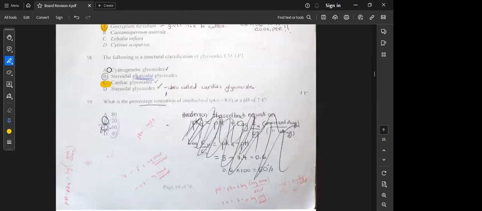Question 59, what's the percentage ionization of amobarbital? I think Spider-Man has done the calculation in the chat box. So he calculated and got 25%. I'm not really good in this calculation stuff. Please, if someone has a way to make us understand, please unmute and enlighten us.